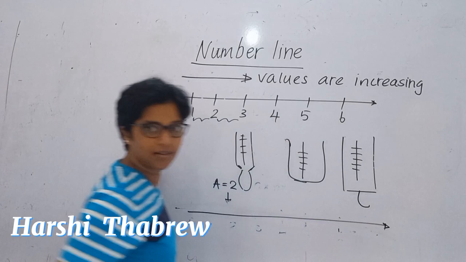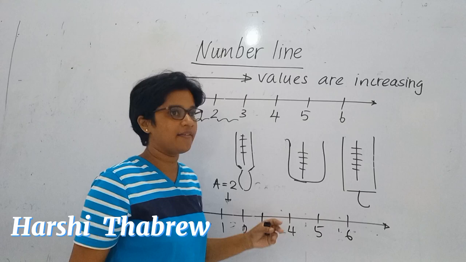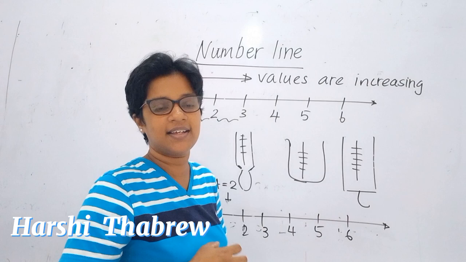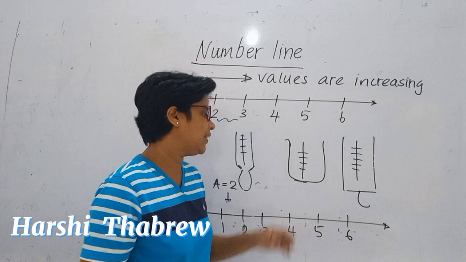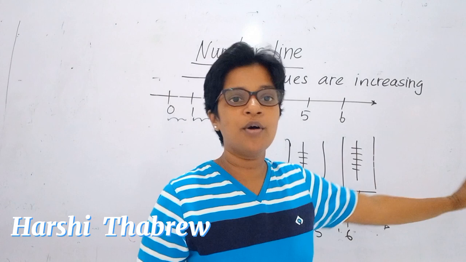Then it's 0, 1, 2, 3, 4, 5, 6. You have to take a two square gap to represent two consecutive numbers. Right, this is how we draw a number line. At the right end we mark an arrowhead. The meaning of this arrowhead is there are more values, these values are increasing.